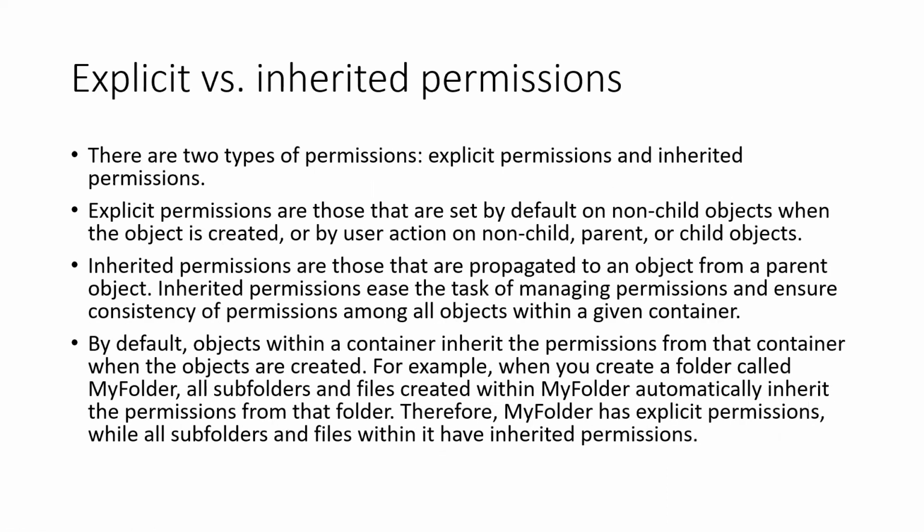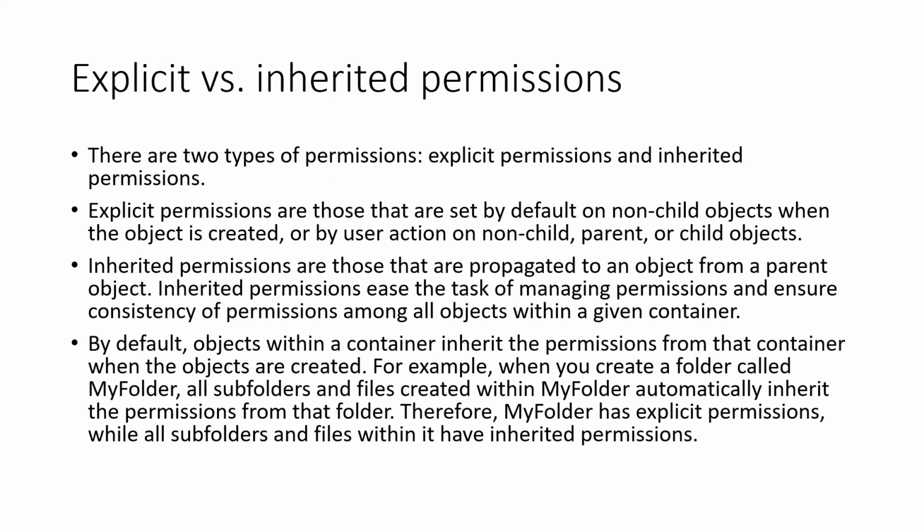Now, when it comes to permissions, we have explicit permissions and then we have inherited permissions. When we say explicit permissions, those are the permissions that we define. Are we okay? We define. So we decide what permission should apply. That is explicit permission. They are those that are set by default on non-child objects when the object is created, or by user action on parent or child objects. So explicit permissions are permissions that you create.